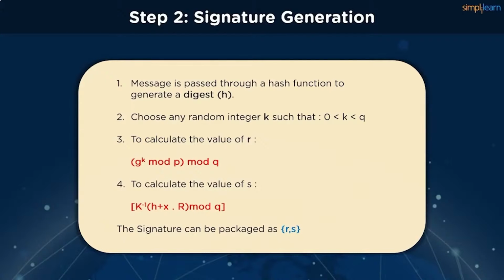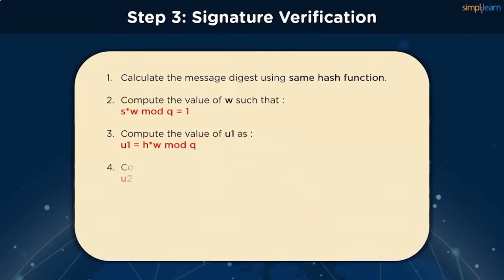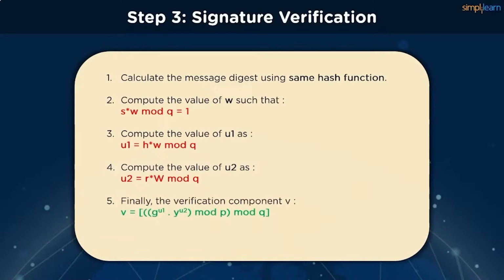Now with the third phase, we have to verify the signature. We first calculate the message digest of the message received in the bundle by passing it through the same hash function. We calculate the values of W, U1 and U2 using the formulas shown on the screen. We then calculate a verification component, which is to be compared with the value of R sent by the sender. This verification component can be calculated using the following formula. Once calculated, it can be compared with the value of R. If the values match, then the signature verification is successful and our entire process is complete, from key generation to signature generation all the way up to the verification of the signature.